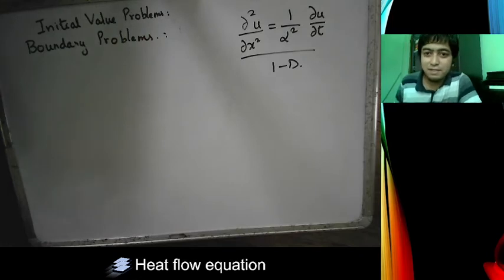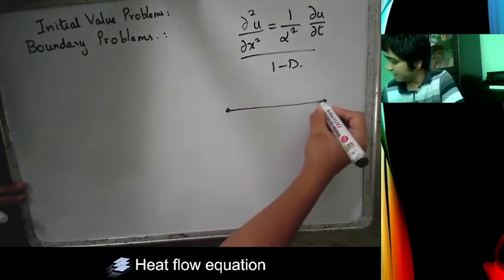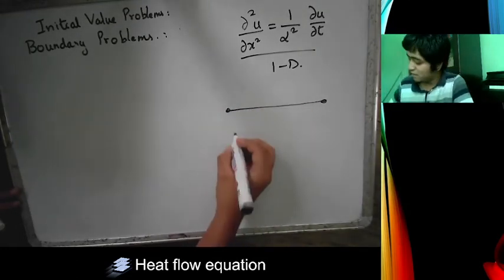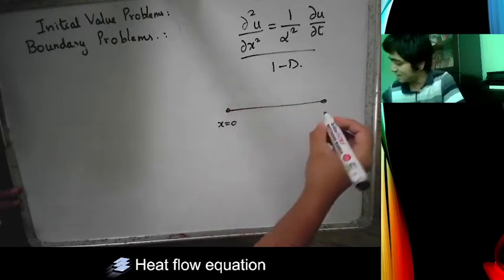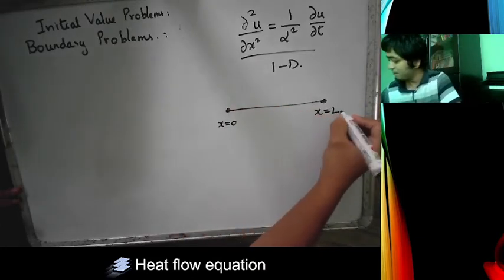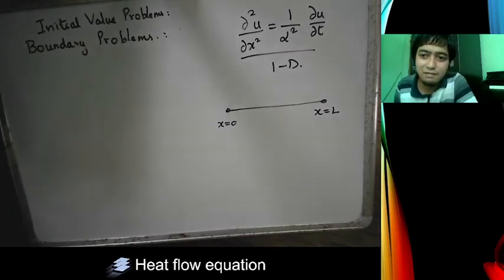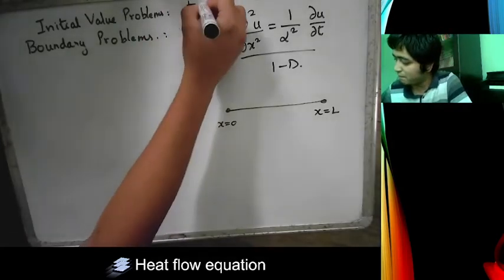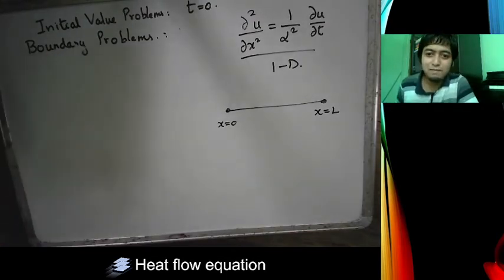Okay, so just by thinking about it, suppose we are having this rod of length L. Over here the position is x equal to 0, and the whole length is L, so x equal to L. What exactly are we talking about when we are talking about initial value problems? It is actually when the time is 0. And what about boundary problems?